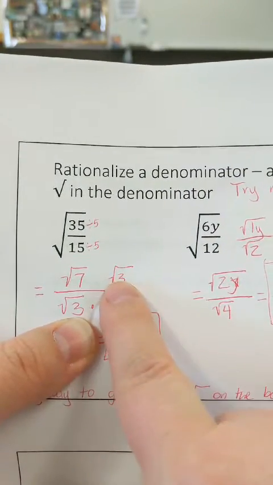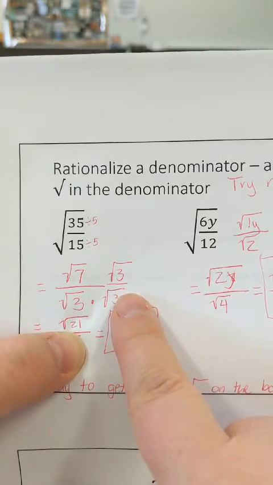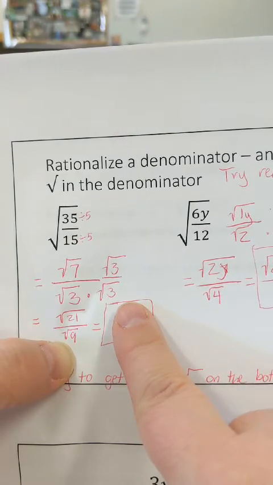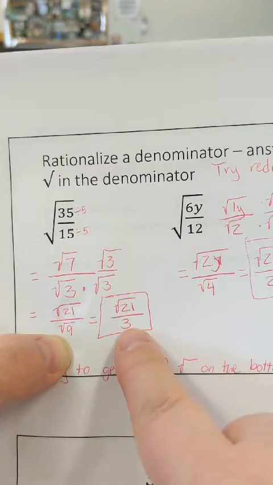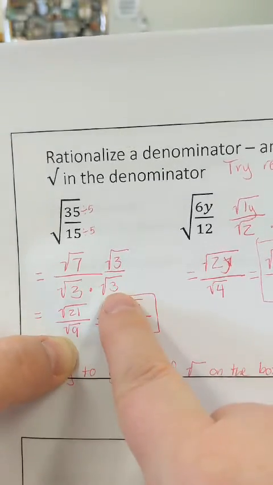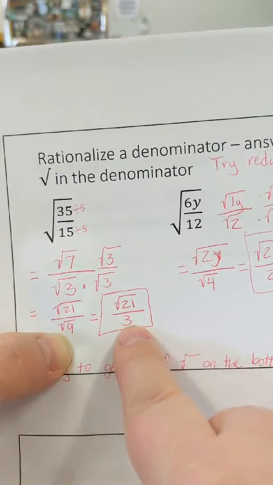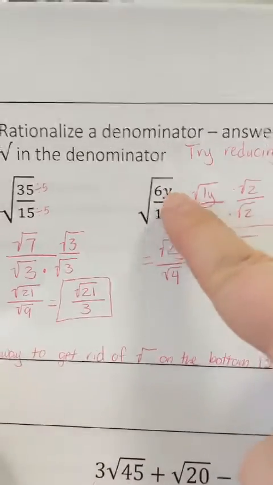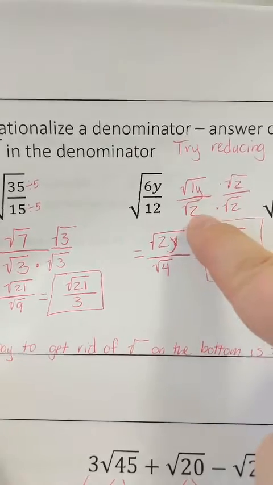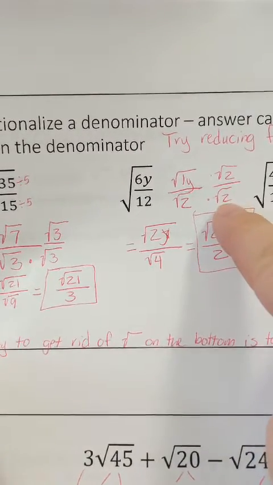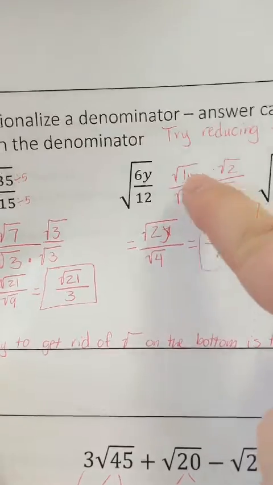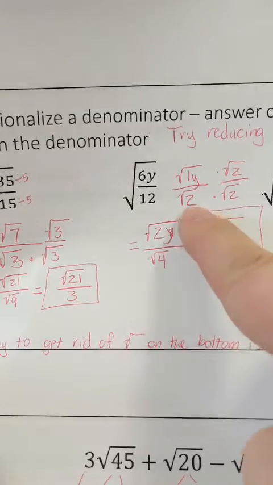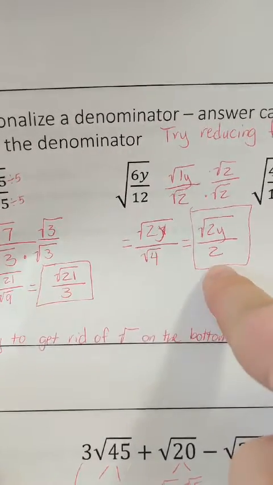So when you multiply those two across, you get the square root of 21. Then square root of 3 times the square root of 3 is the square root of 9, which the square root of 9 is 3. So if you notice, if we multiply a square root by itself, it just becomes the number without the square root. So hopefully that makes sense. Here we reduce 6 and 12 to 1 and 2, and the y is still there. Have to multiply it by the square root of 2 on the bottom. So then the top is 1 times 2, which is 2. The y comes down, and then it's the square root of 4, which is 2.